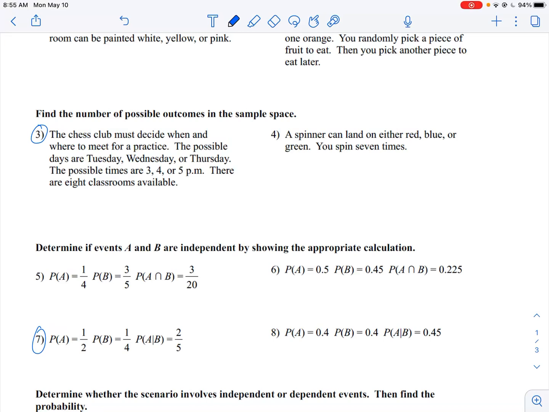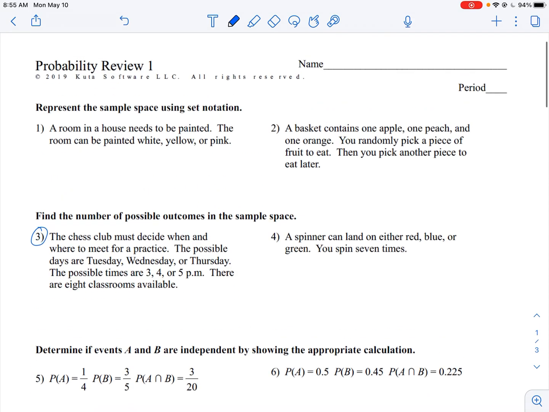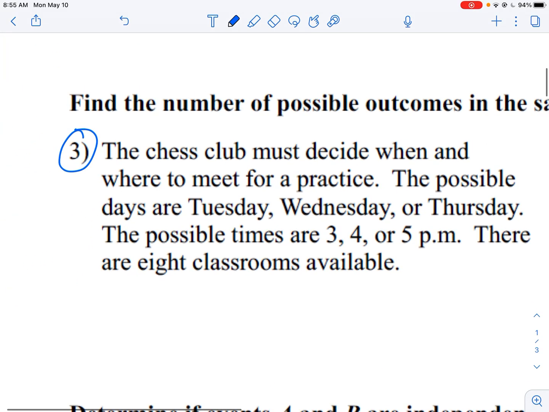All right, ladies and gents, we're going to dive into just a quick overview of some of the probability review stuff, so you can remember it. We're just going to hit on a few of them.